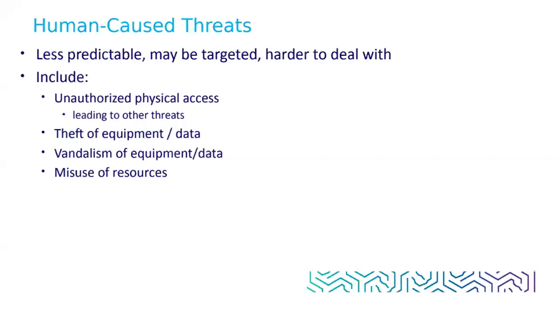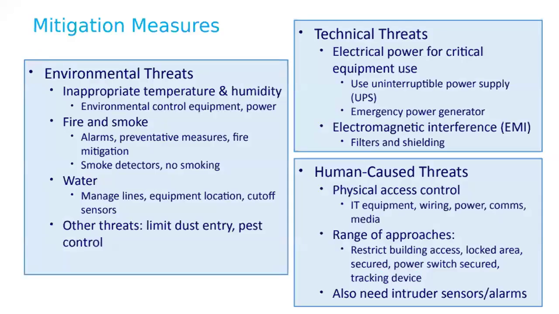So they include unauthorized physical access, which can lead to additional threats like theft of equipment or data, vandalism of equipment or data, or misuse of resources. Preventing unauthorized physical access is therefore a key aspect of protecting the organization's information system and also the physical infrastructure and all.